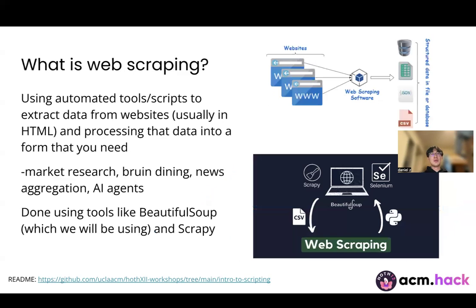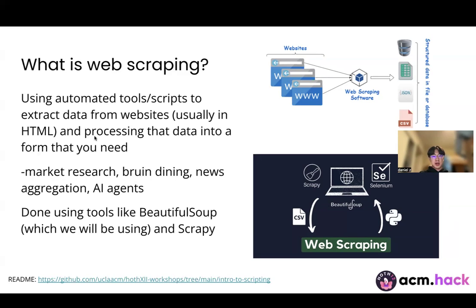So first, what is web scraping? Web scraping is when we use automated tools or scripts to extract data from a website, whether it's the text, the images, etc. And it's usually in HTML, which is hypertext markup language. It's how websites are formatted, and it contains all the data. Then we process that data into a format that you need. So say, I don't know, I want to scrape all of the listings of cat toys on Amazon or something. I can grab that data into a form that I can use.